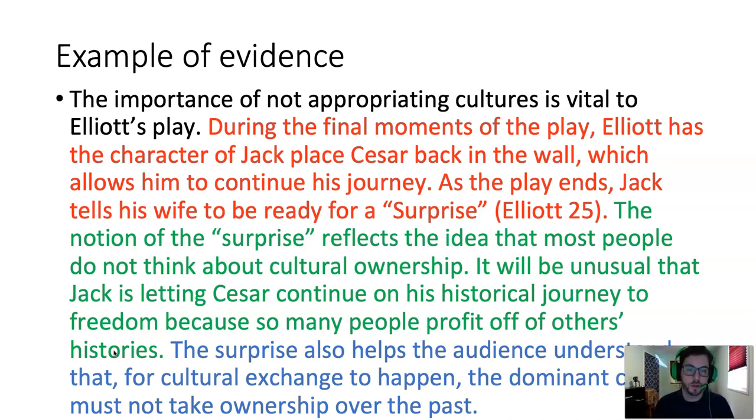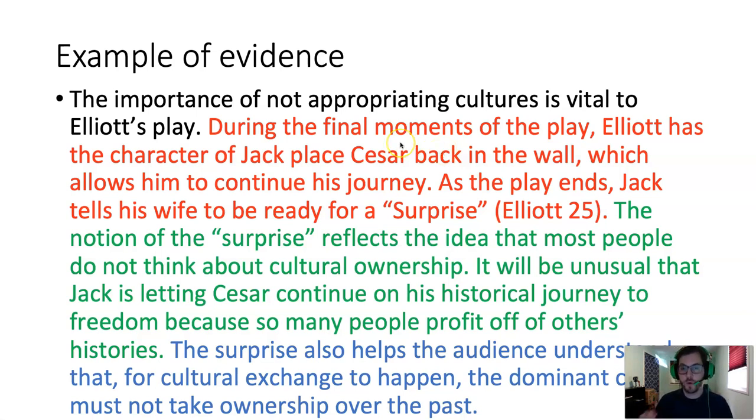So let's take a look at how this body paragraph is constructed. First, we have the sentence that introduces the play and connects the importance back to the thesis statement. The importance of not appropriating cultures is vital to Elliott's play. Next, in the red, we have the introduction to the quote.